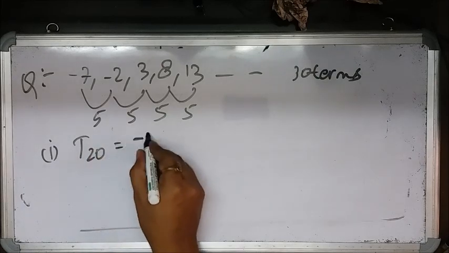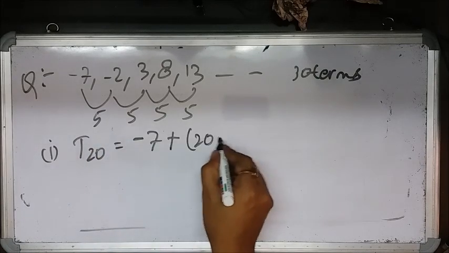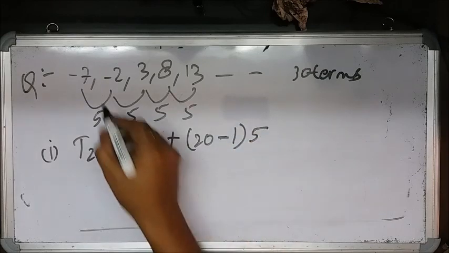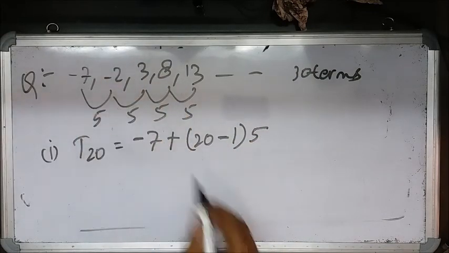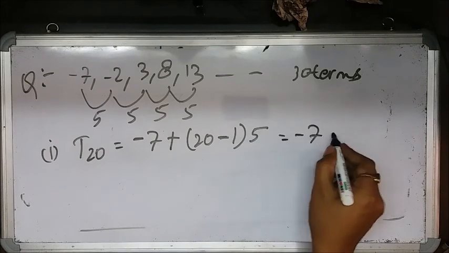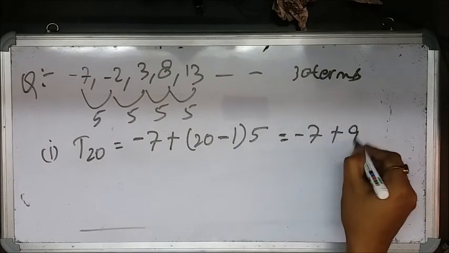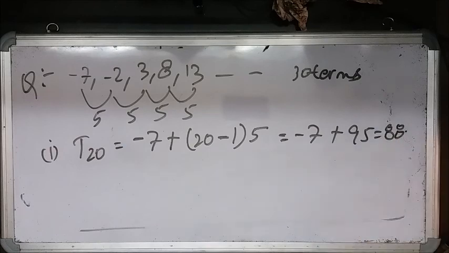That will be the first term plus 20 minus 1 into 5. The common difference is the next term minus the first term. That will give you minus 7 plus 95, which gives you 88.